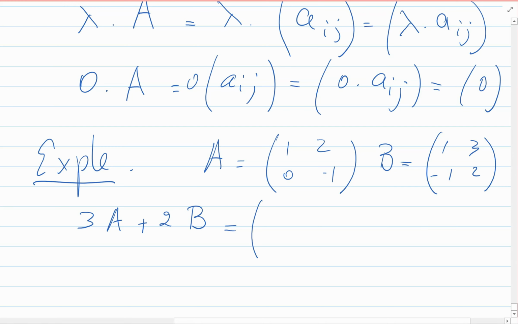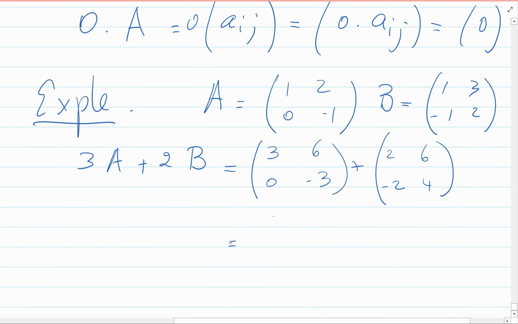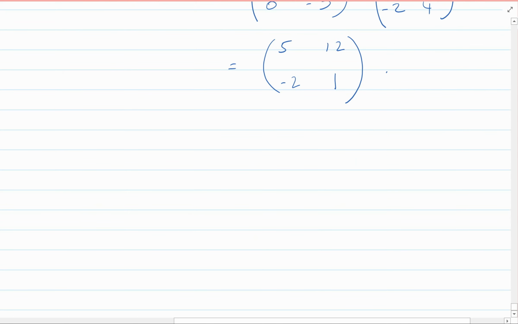So what do I get? I'm going to take all the entries of A and multiply them by 3. I will get 3 times 1, 3, 3 times 0, 0, 3 times 2, 6, 3 times minus 1, minus 3, plus 2 times 1, 2, 2 times minus 1, minus 2, 2 times 3, 6, 2 times 2, 4. And then I will add them to find 3 plus 2, 5. That's the first entry in the first row, first column. 6 plus 6, 12. 0 minus 2, minus 2. And minus 3 plus 4, plus 1. And that's the end result. Okay, so this will help us now, application.